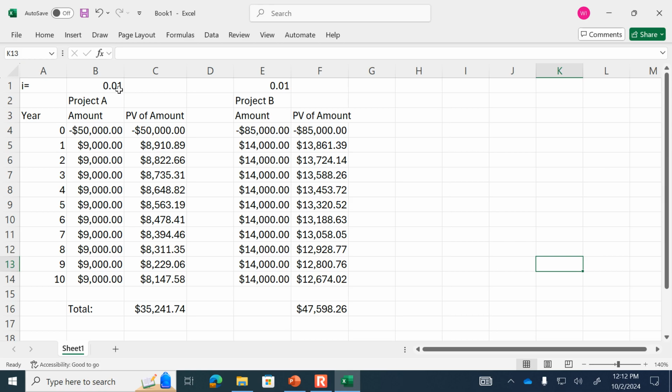So by definition, the internal rate of return is the interest rate which makes the inflows and the outflows equal to each other. So the total should be 0 based on what the interest rate is. And so 1% is too low, 15% is too high. Now that this is negative, that tells me that it's too high.